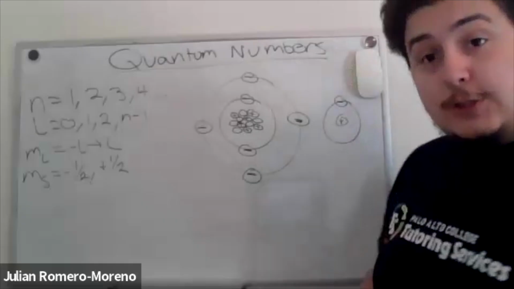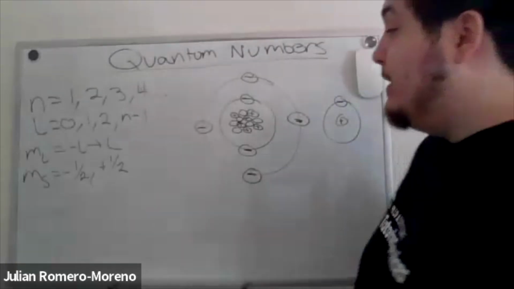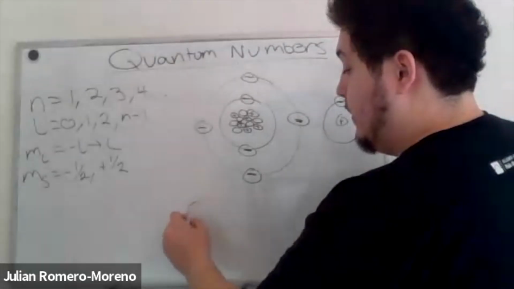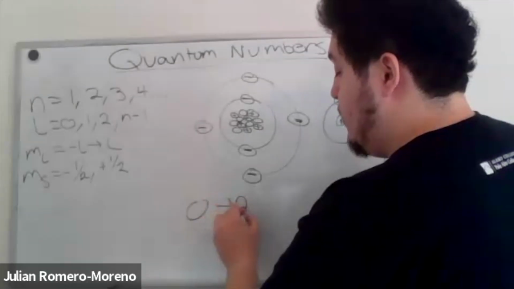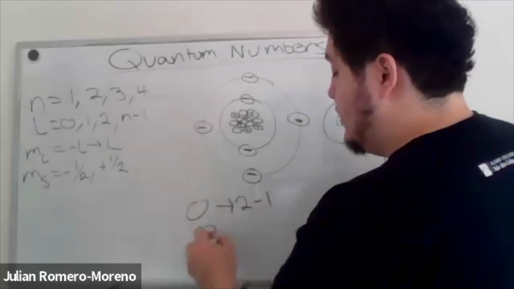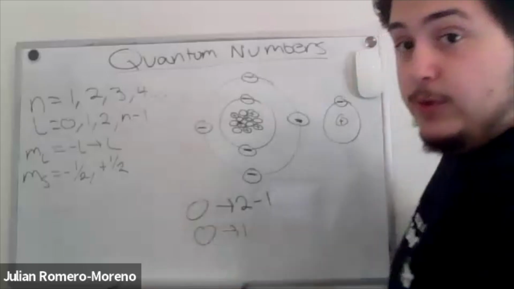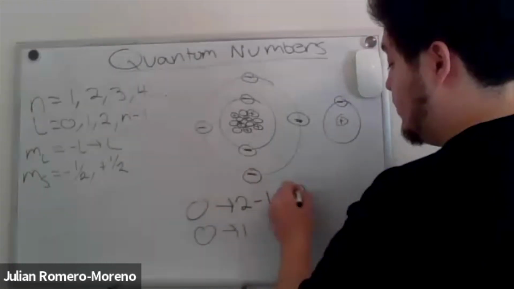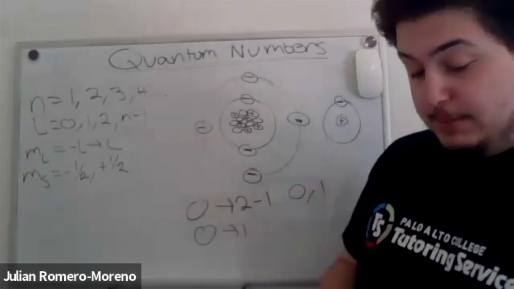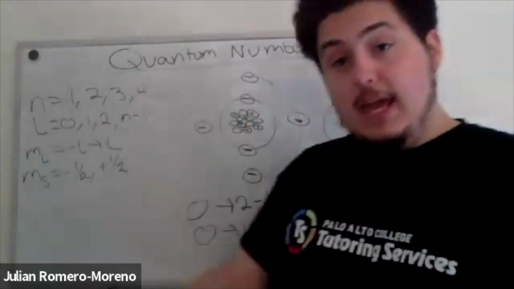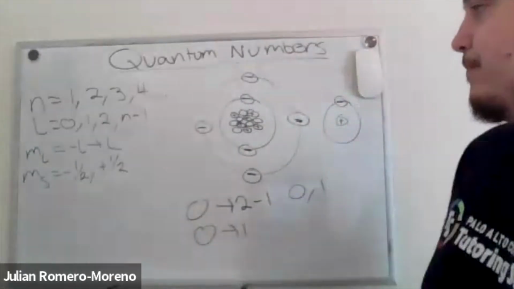For carbon, there are two different energy levels, which means we can go from 0 to 2 minus 1, or 0 to 1. So we have two different angular momentums, 0 or 1. Two different subshells, which is s and p. We'll go over that later as well.